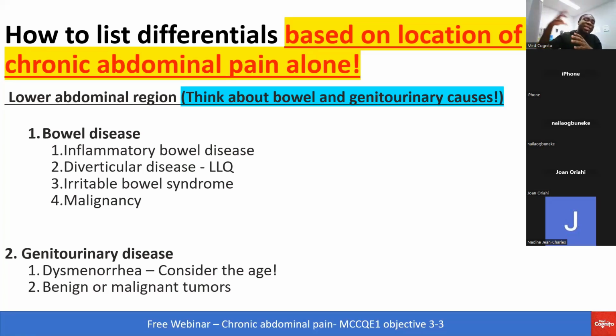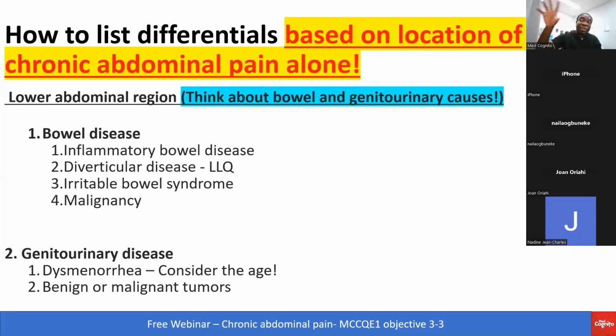And there can also be genitourinary causes of chronic lower abdominal pain. Like if it's a female, dysmenorrhea. And that's why I put in there, consider the age, okay? Benign or malignant tumors. And look, all these answers are also coming from the Medical Council of Canada itself. It is part of the write-up for the objective.